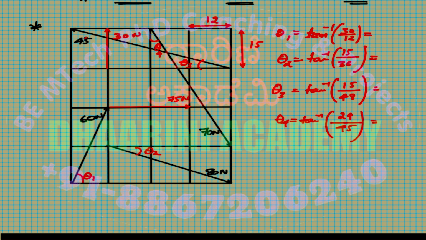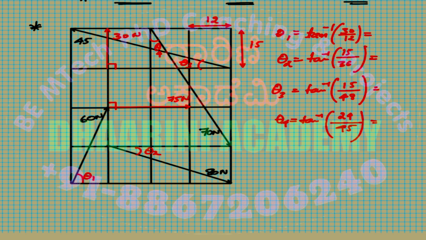So do you need any other angle? 1, 2, 3, 4. Okay. The 30 and 75 newtons are vertical and horizontal respectively, so the angles are with respect to this. It's perfectly 90 degrees, so you don't need that. Directly you can use them. So find theta 1, theta 2, theta 3 and theta 4 first.